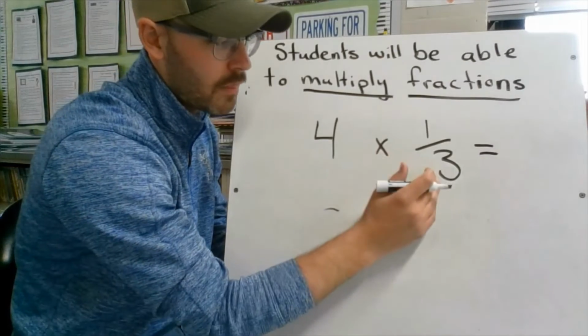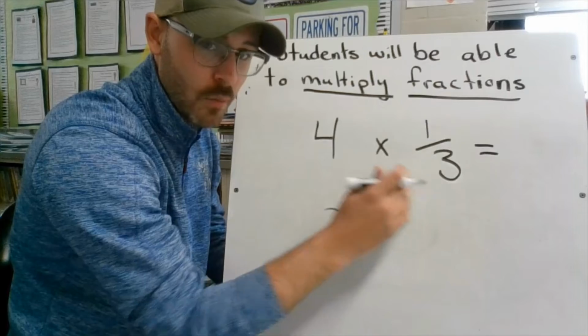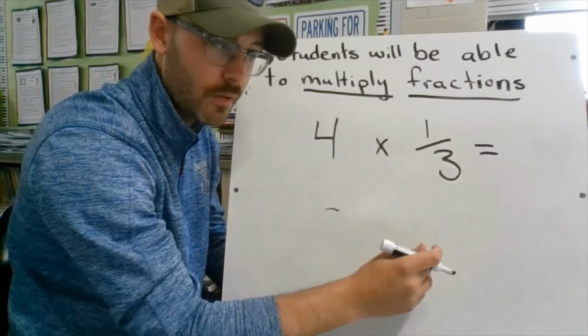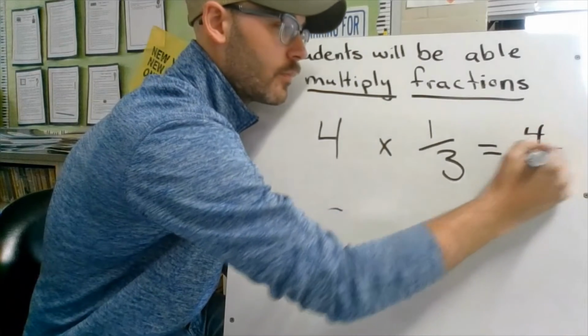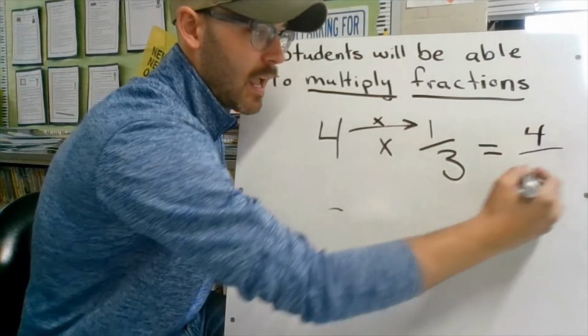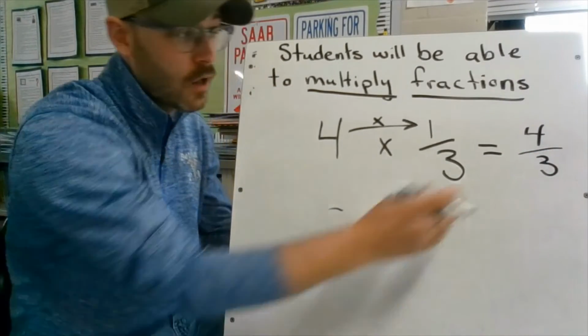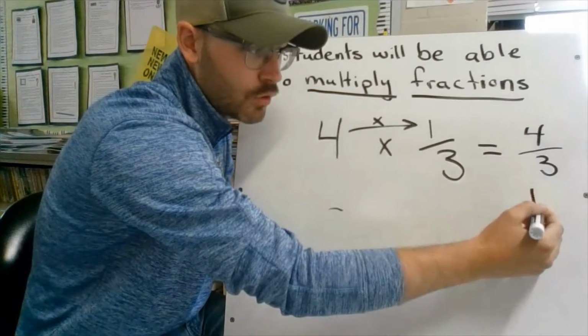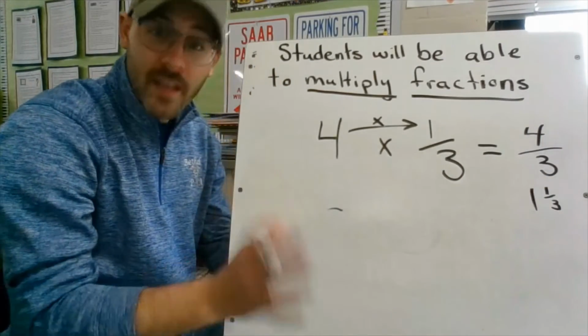4 groups of 1/3, I could draw the circles, 4 circles with 1/3 in each, and 1/3 plus 1/3 plus 1/3 plus 1/3. But watch this, 4 times 1 is 4. I multiply the whole times the numerator, I got 4, and keep the denominator the same. 4/3, I'm already done. Although that is an improper fraction, that's equal to 1 whole and an extra third as a mixed number. That's a quick way of doing it.